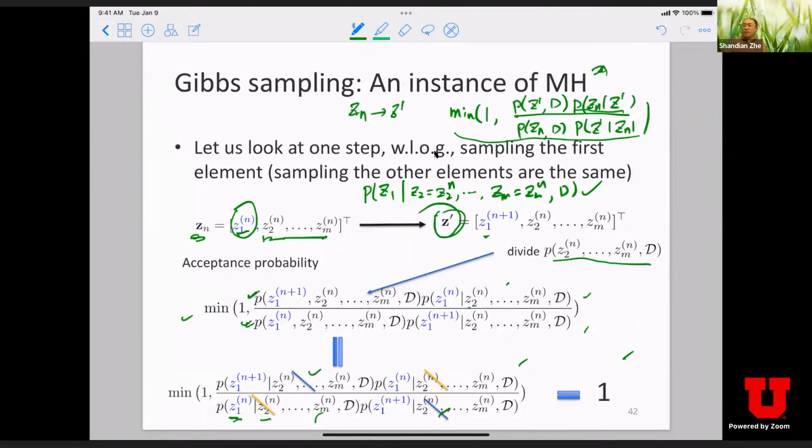So that's the benefit. That's where we can see the smartness of Gibbs sampling. It constructs a very, very smart transition kernel such that your acceptance probability is guaranteed to be 1. Again, I suggest you tackle this yourself to get a better sense of how smart it is.